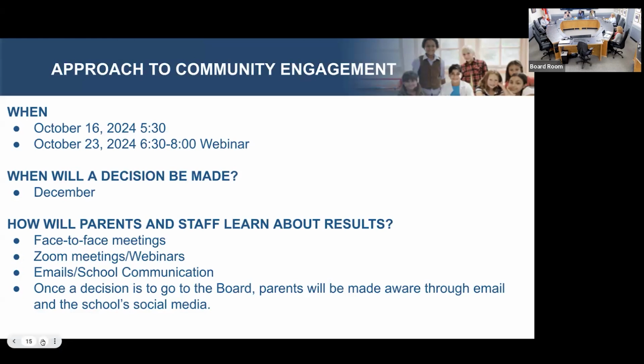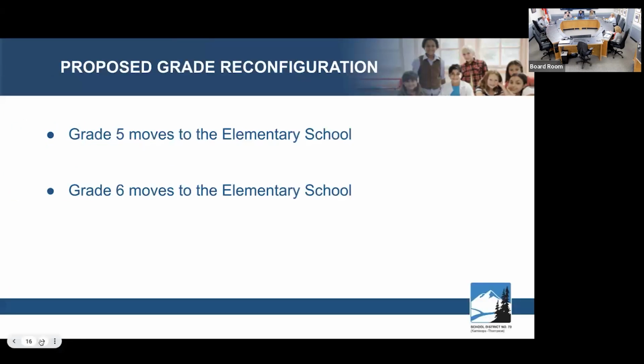And when is the timeline for the decision to be made? It will be December. So how will parents and staff learn about results? Through the meetings that we have, emails, school communication. And once a decision goes to the board, the parents will be made fully aware of what that recommendation is and when it's going to the board, and the reported results on email and schools' social media.